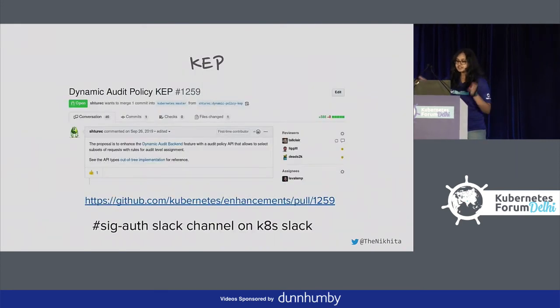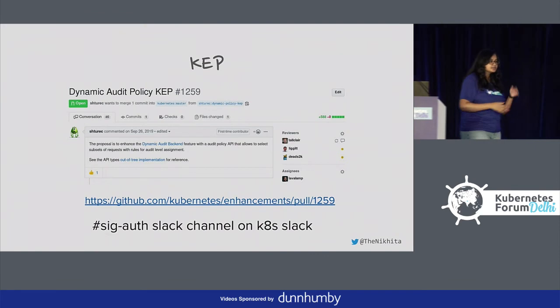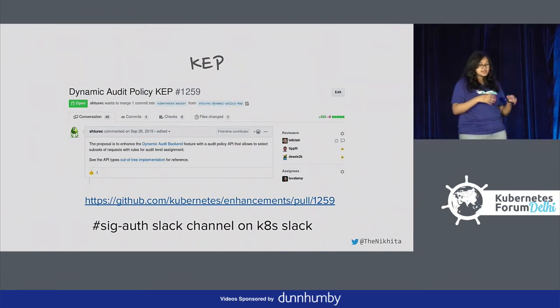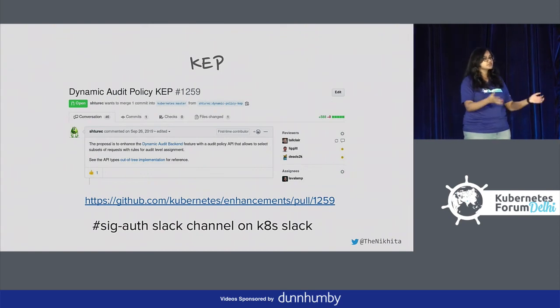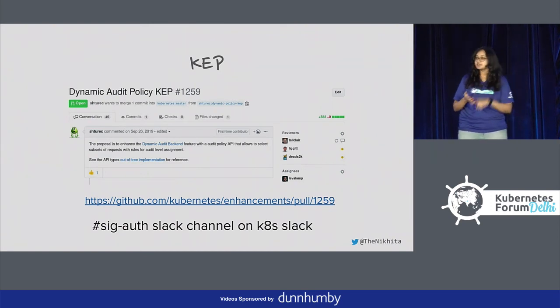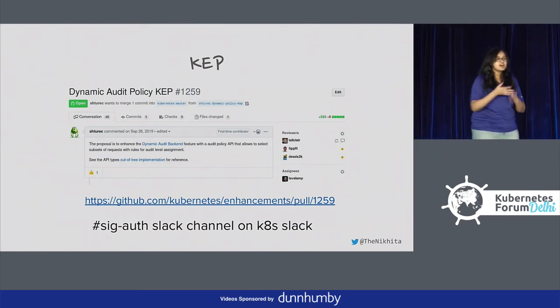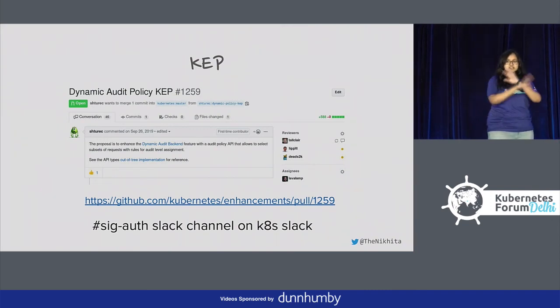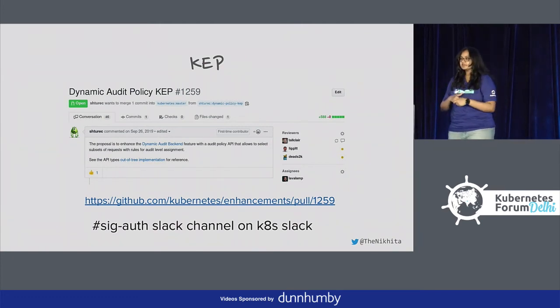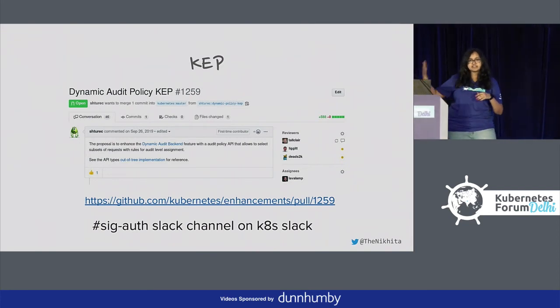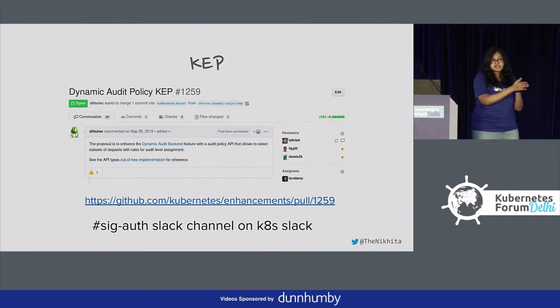And that brings me to the KEP. A KEP in Kubernetes is a Kubernetes Enhancement Proposal. It's basically a design proposal for any feature that goes into Kubernetes, that talks about the motivation behind the feature, the whys and the hows, and whatever the design is that's being proposed. So this KEP is related to the dynamic audit policy. We eventually want to make it beta and then finally GA, but right now it's alpha.